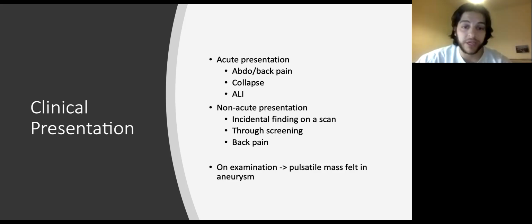And then there's the non-acute presentation. It can be an incidental finding on a scan. If someone's having an ultrasound or a CT for another indication, it may pick up an aneurysm. It can be picked up through screening, and the next slide goes over the screening program. Or it can be through mild back pain, and as further investigations are done, an aneurysm can be found. On examination, you'd expect to feel a pulsatile mass in the abdomen. Sometimes you have to press quite deep to feel the aorta.